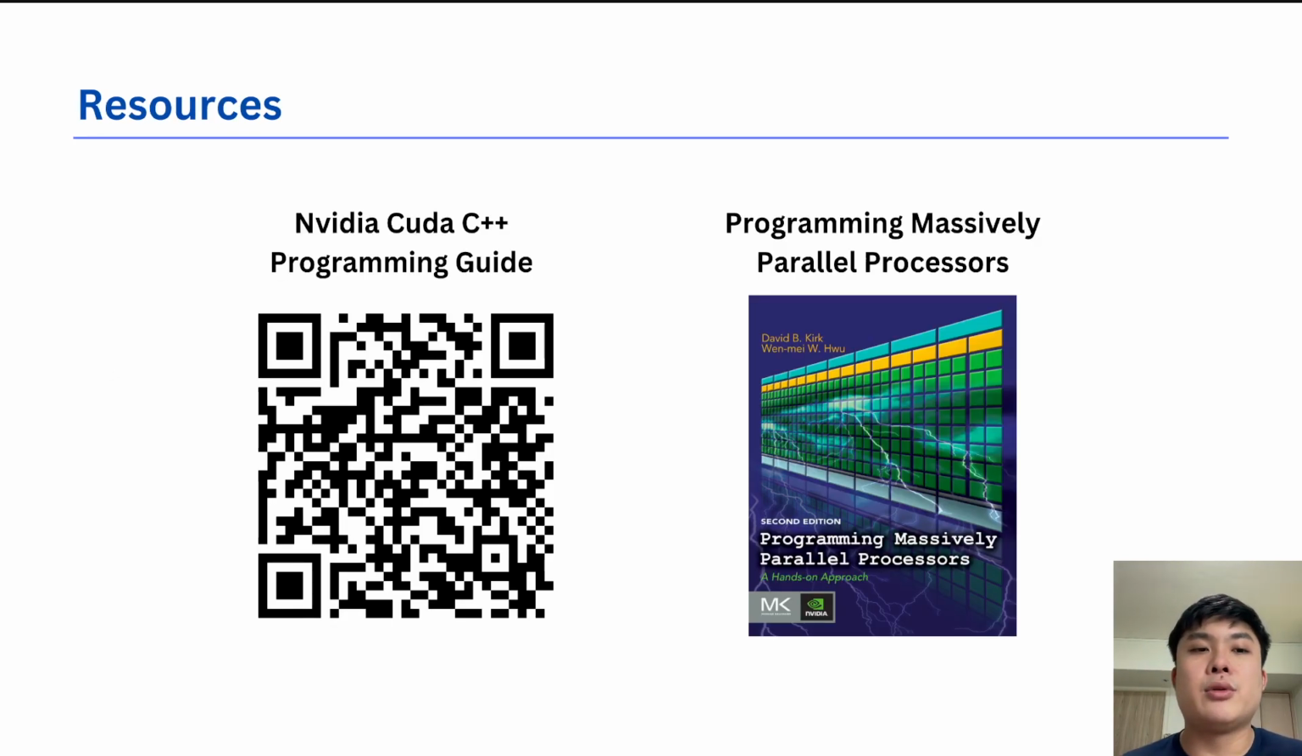Before we continue, I wanted to introduce two high-quality resources. One is the NVIDIA CUDA C++ Programming Guide, which you can access by scanning the QR code below. And the other is a textbook, Programming Massively Parallel Processors by David Kirk and Wen-mei Hwu.